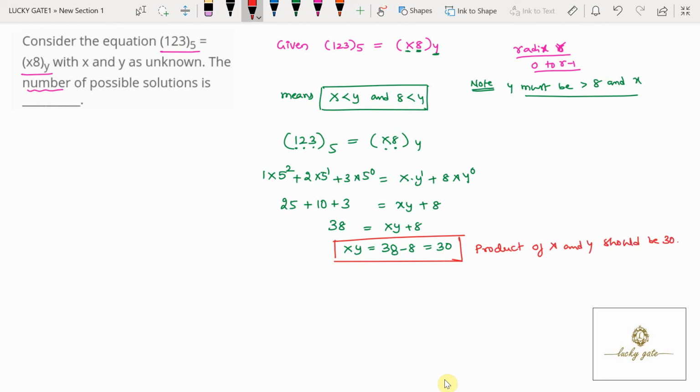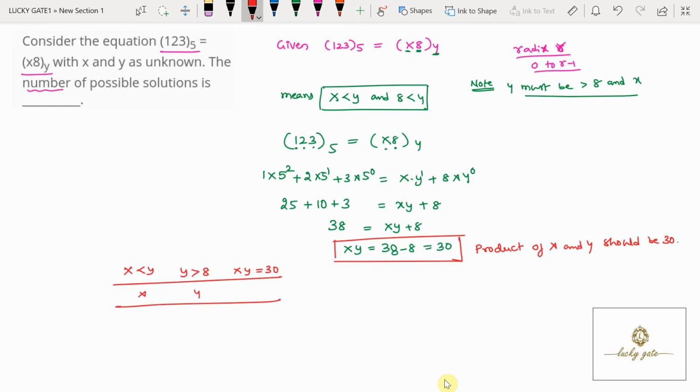Okay, this point you remember. Now what can we do? We can go with a trial and error method. What are the conditions? x should be less than y, and y should be greater than 8, and x and y together, the product, should be equal to 30.